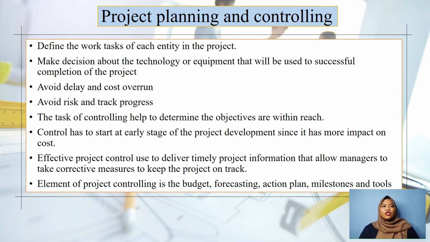Project planning and controlling. Define the work task of each entity in the project. Make decisions about the technology or equipment that will be used to successful completion of the project. Avoid delay and cost overrun. Avoid risk and track progress. The task of controlling help to determine the objective or within reach.